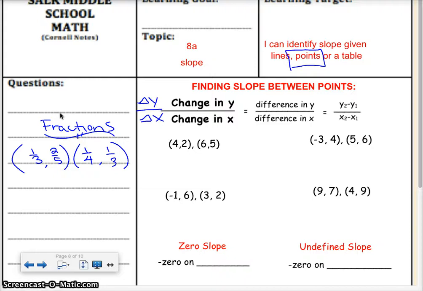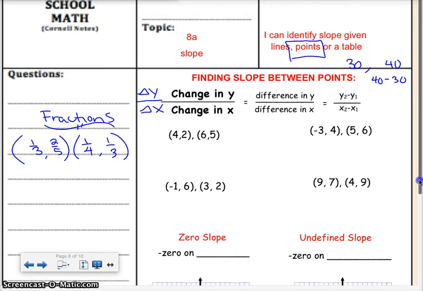Because think about it, if I said that you had $30, now you have $40, how did your money change? Wouldn't you go 40 minus 30? Yeah, so that's what it means. It just means do your second one, take away your first one. Okay, that's all it means. It's just really a fancy way of writing it. Okay, so let's do it.